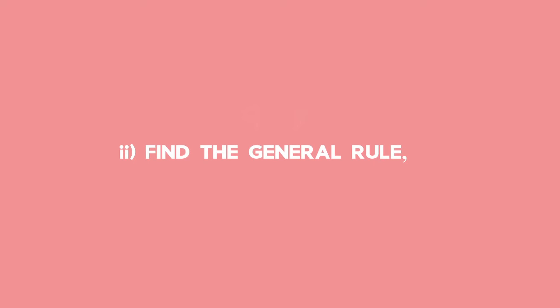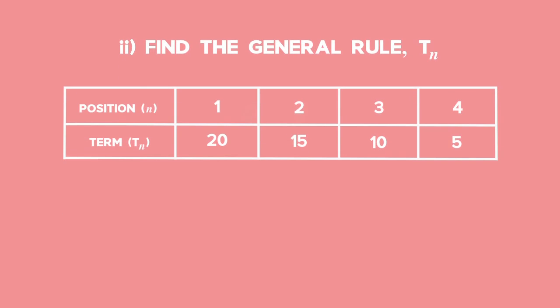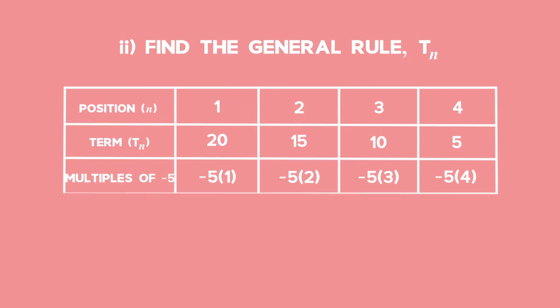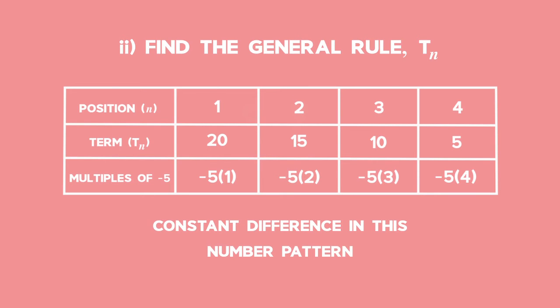And the next part says, find the general rule, Tn. We'll be working with a method in order to do this. We can set up a table. What you will see is we're going to relate the position of each of the terms, where they sit in the sequence, with the value of the term. We're also going to add a row in with multiples of negative 5. The reason we have multiples of negative 5 is because negative 5 was the constant difference in this number pattern.